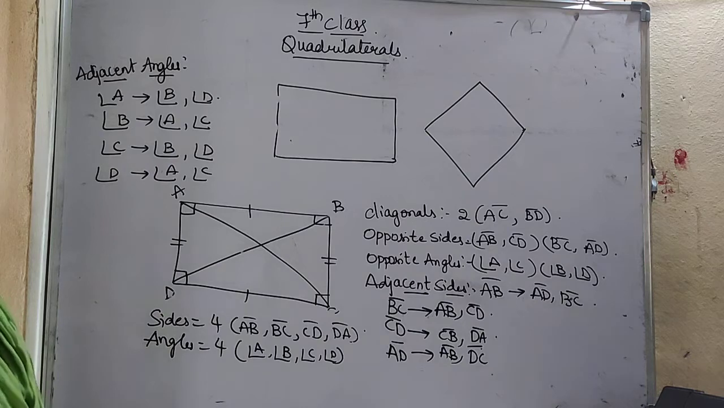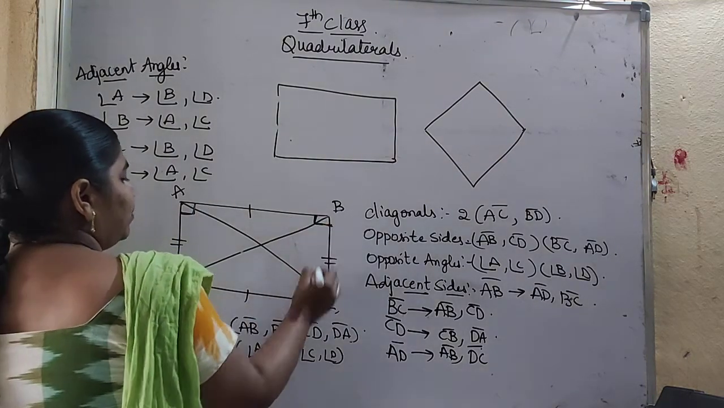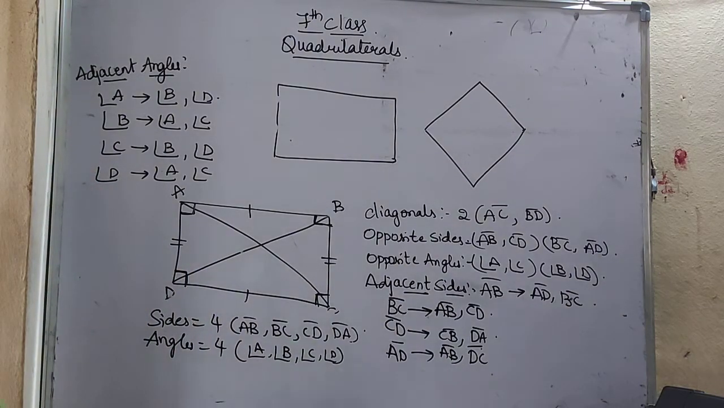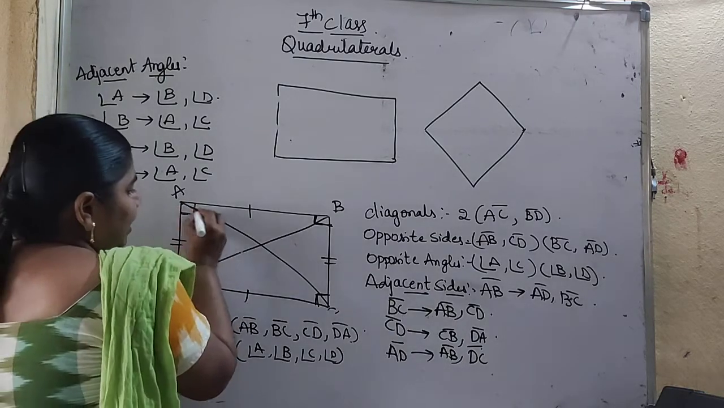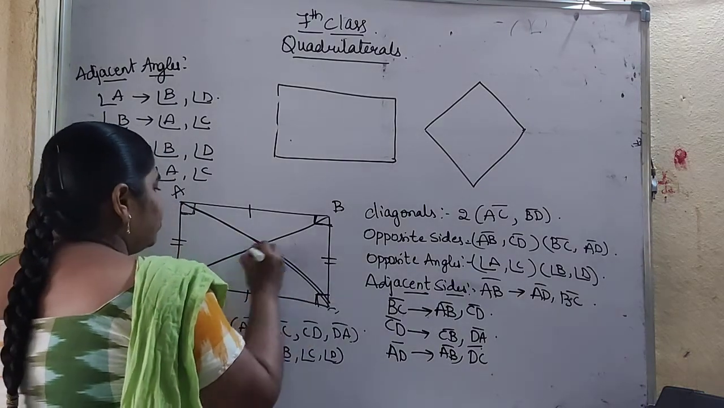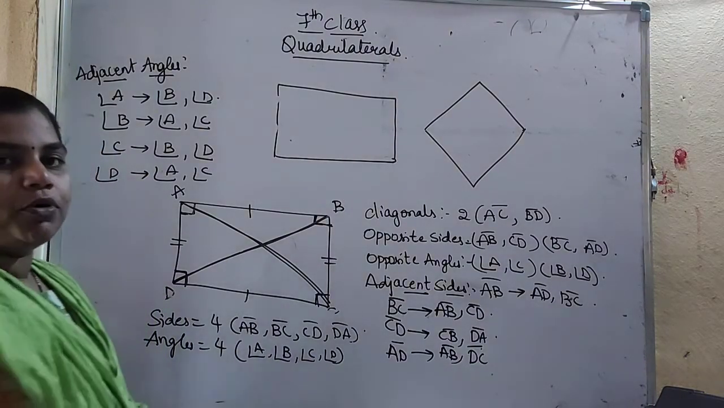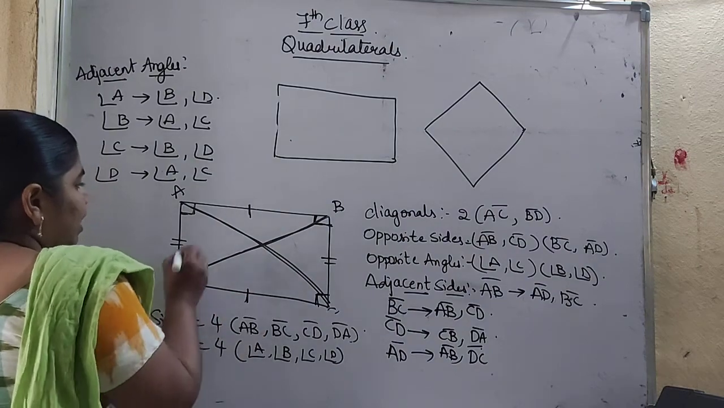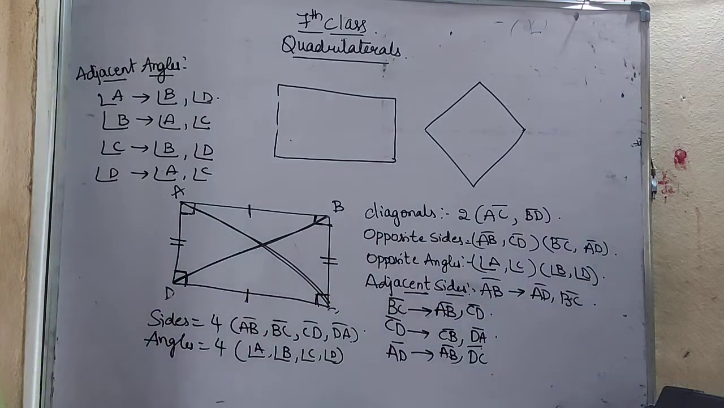this quadrilateral. We are having 4 angles. What are they? Angle A, angle B, angle C and angle D. So these are the 4 angles. We are having 2 diagonals, that is AC diagonal and BD diagonal. Next, opposite sides. AB is opposite to CD and AD is opposite to BC. So these are the opposite sides.